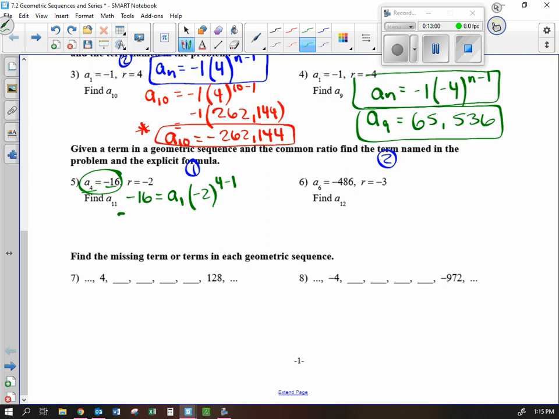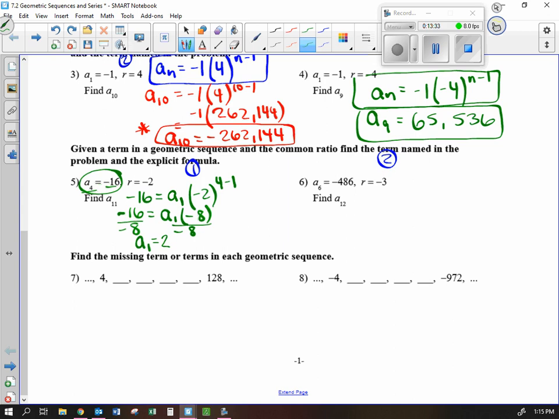Solve for a sub 1. I'm going to carry down negative 16 equals a sub 1. Negative 2 raised to the third power is going to be negative 8, right? I'm going to divide by that negative 8. Again, your work may look a little different here, but it's just a quick algebra step. I calculated negative 2 to the third, got negative 8. Now I'm dividing by negative 8, and a sub 1 is going to equal 2. So we have a sub 1 now.